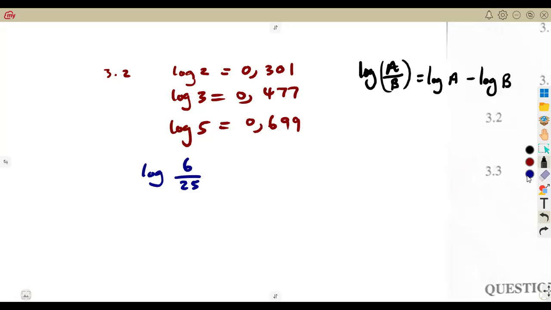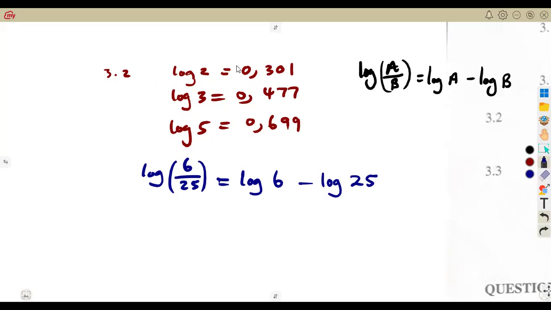So in this case, we have 6 and 25 divided together. So it simply means that's a logarithm of 6 minus a logarithm of 25. All right, this is where we are. A 6, we do not have it here. A 25, we do not have it.